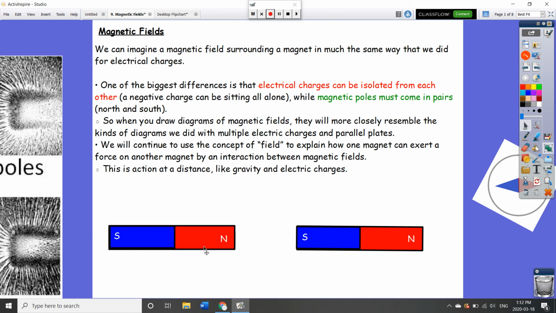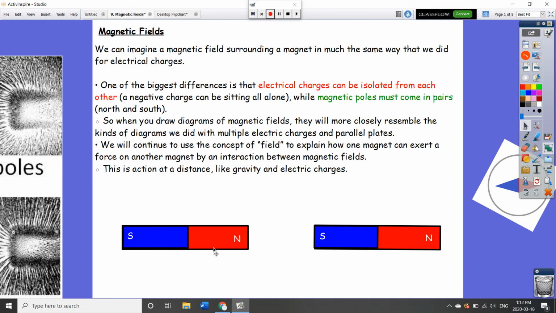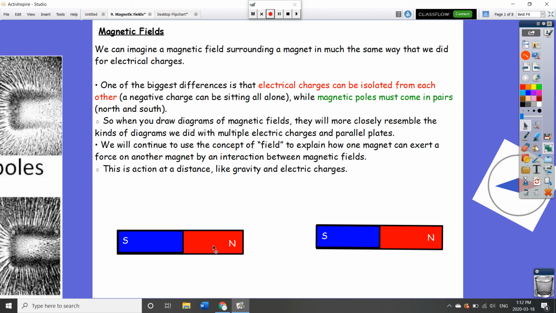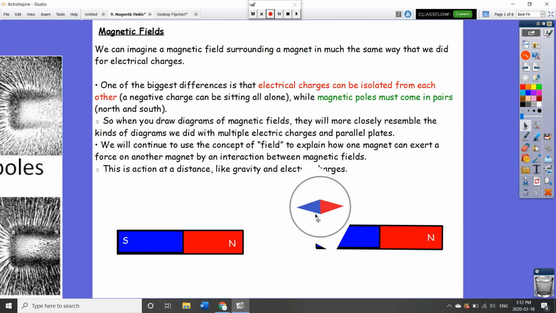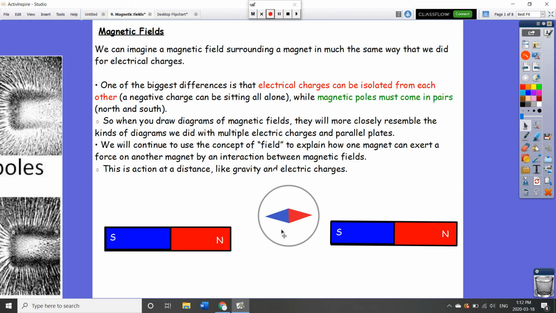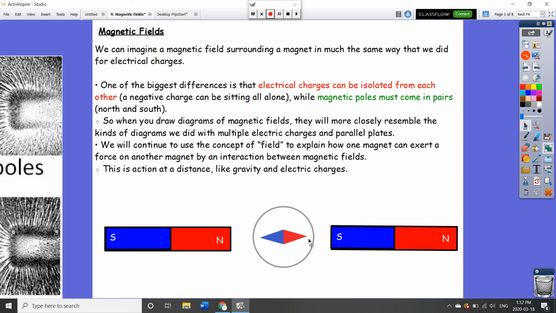So these are our magnets. One thing we might notice too when we put a compass in there is the compass will also interact with the magnetic field. So if I were to have these, there are my magnets, now I were to put the compass in between, I would see that the north pole of the compass is attracted to the south pole of the magnet, and vice versa.